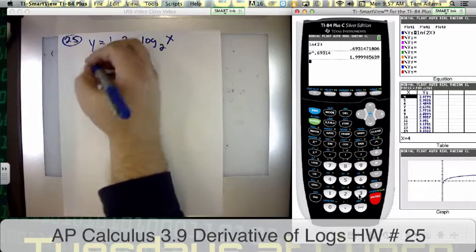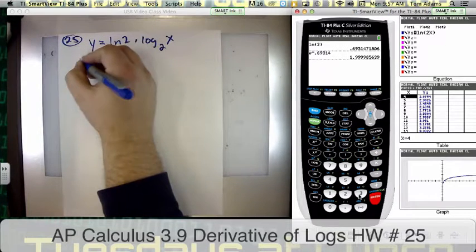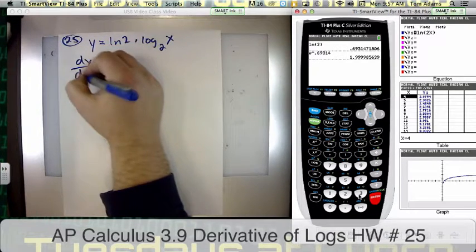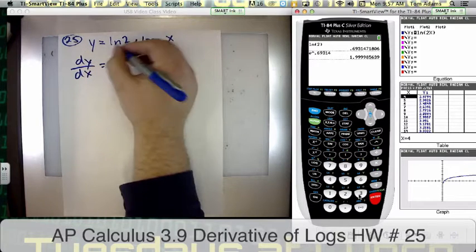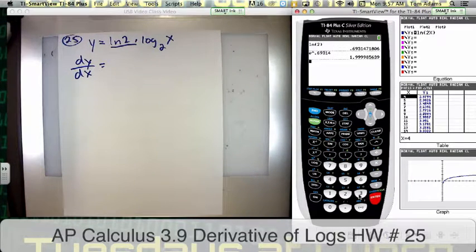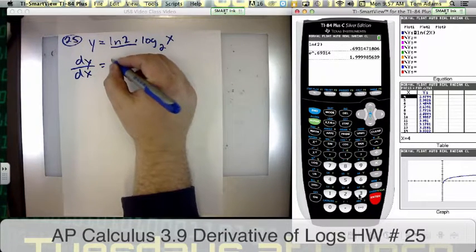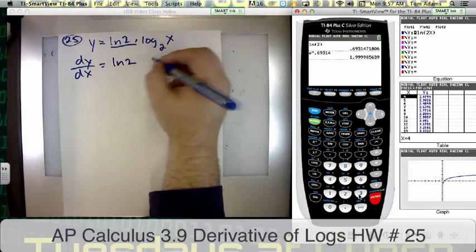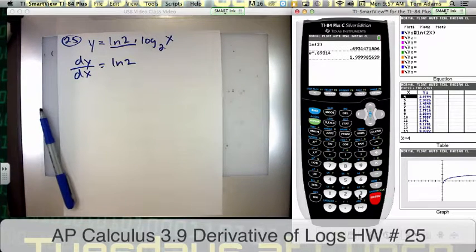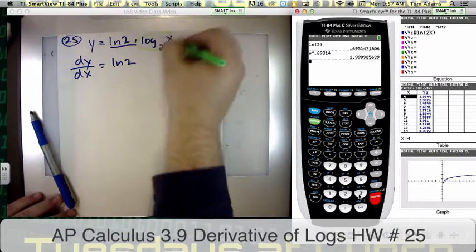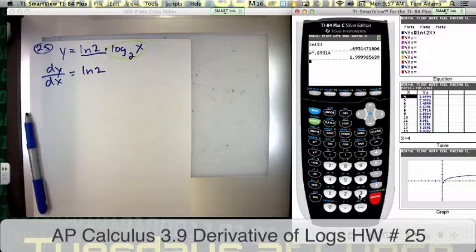So when we take the derivative of something, in other words, if I say dy dx, what do we do with constants? In other words, this is a constant, it doesn't change. And when we take the derivative of a constant, we always just toss it to the front, right? So we're just going to toss that to the front and leave it there. So then really the only thing I need to worry about taking the derivative of is this log base 2 of x. Now that's a plug and chug formula.